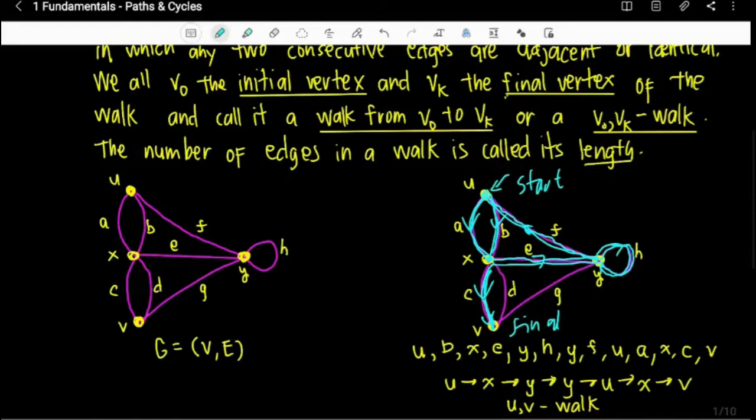Of course, a UV walk need not be unique. You can also follow different walks from U to V. For example, you can go straight from U to X to V. Or you can go first to F and then go to the loop and then go to Y. So there are a lot of walks from U to V. It doesn't necessarily mean na unique yung walk papunta from one initial point to the final point. So there could be a lot of walks.